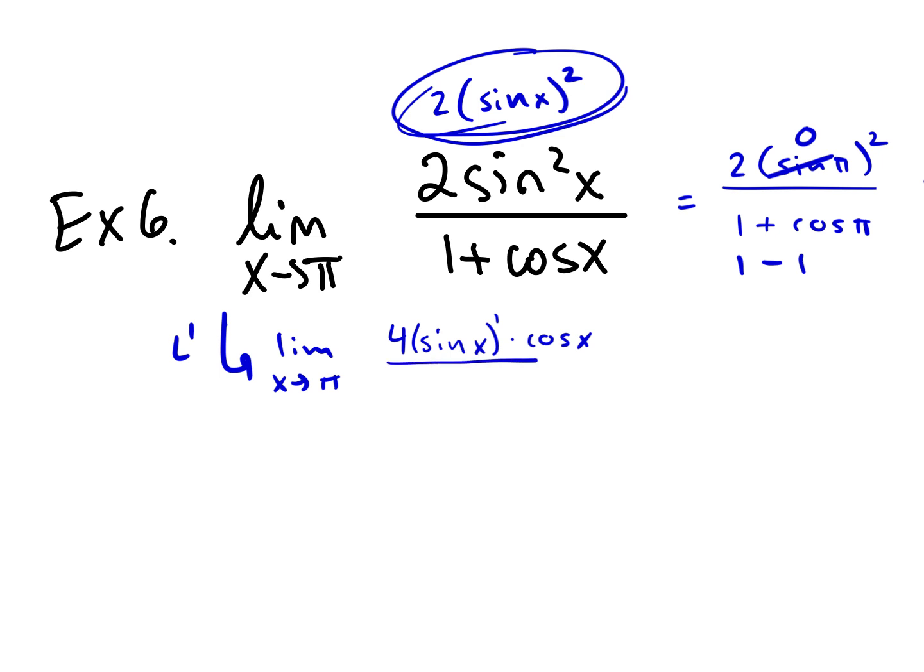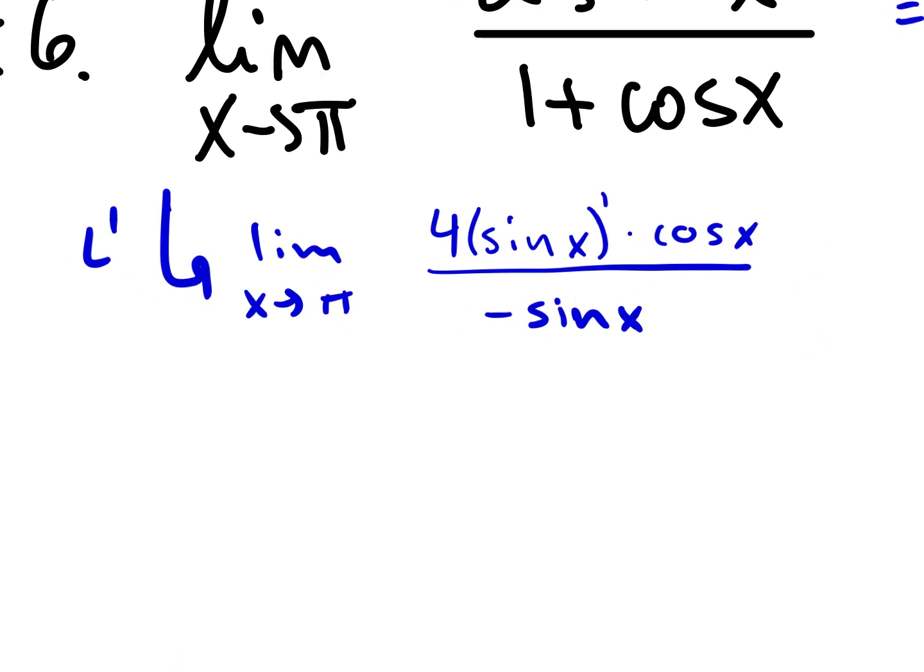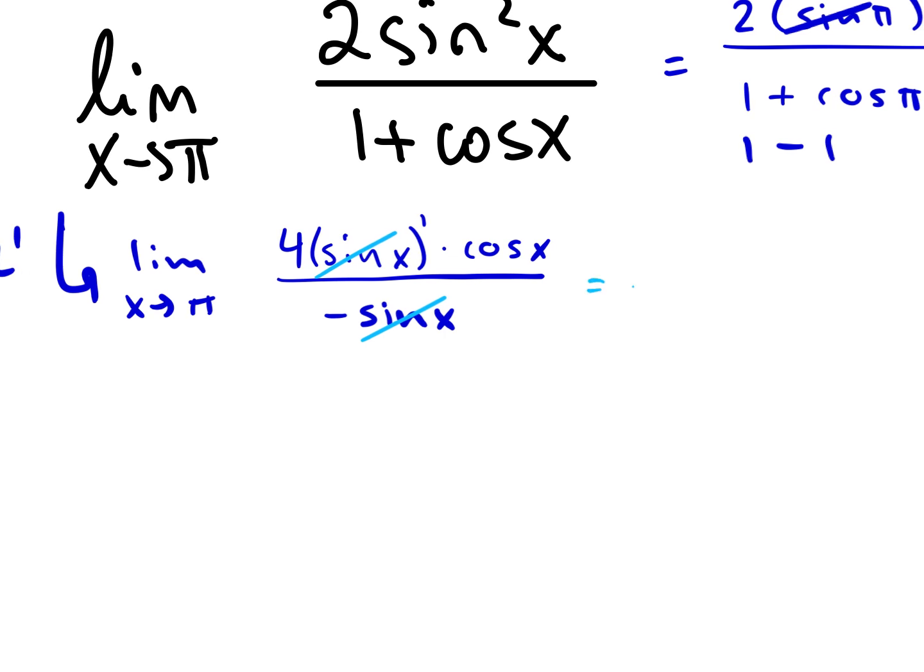Over, let's do the derivative of our denominator. What's the derivative of cosine? Negative sine of x. Awesome. If we plugged in pi here, it would still give us 0 in the denominator, but could we simplify this? Anything cancel? The sine x's cancel. So we're left with negative 4 times the cosine of x.